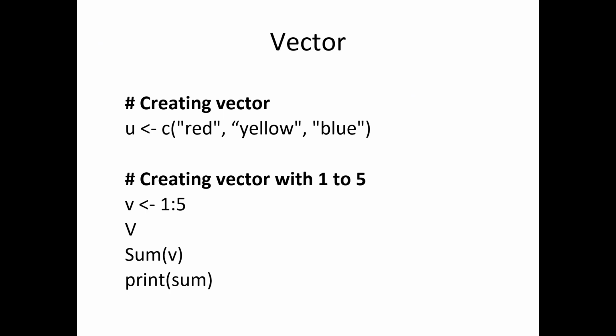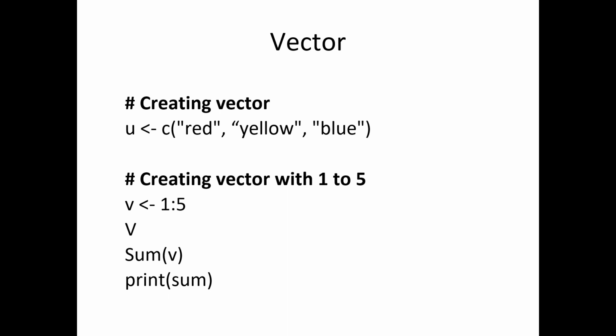For creating a vector we have the function called c. So u is the variable where I am going to store the vector. c is the function which is used to create the vector: c of red, yellow, blue. That is three elements I have added in the vector.